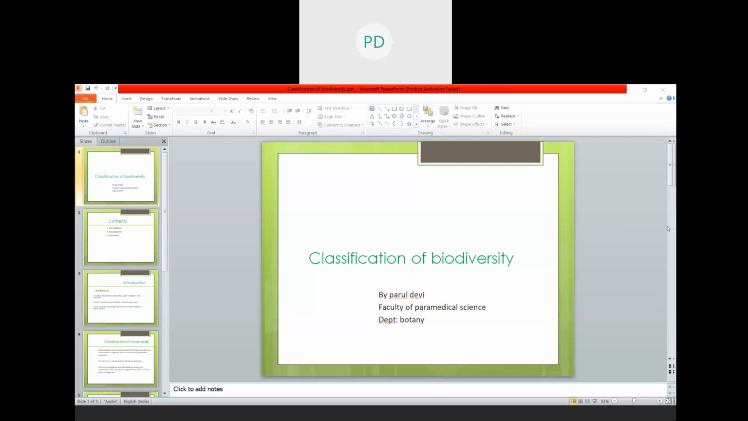Here we will be studying those organisms which show some common relationship or the same common characteristics. Common characteristics will group those organisms into one group or one category. Okay, got it?